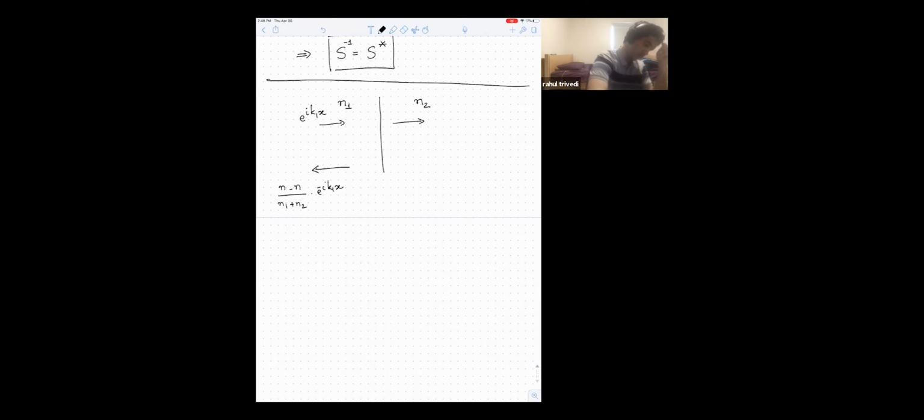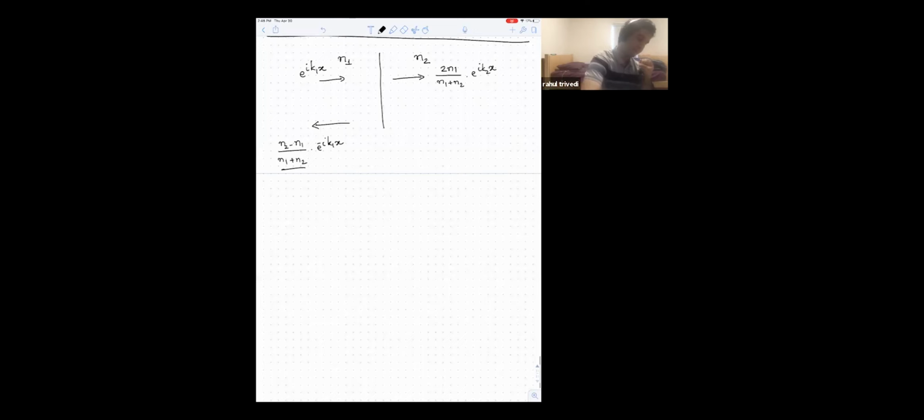I think it's N2 minus N1. Right? And the transmitted wave becomes 2N1 upon N1 plus N2 times exponential i k2x. Right? You guys have done this exercise many times, right? And similarly, you can now collect these into a scattering matrix.